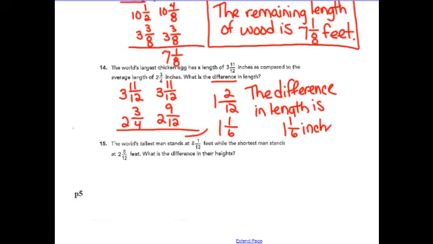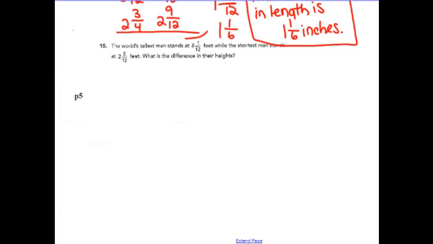See, I caught that as I was writing it out. Make sure your answer makes sense. Number 15. The world's tallest man stands at 8 1/12 feet, while the shortest man stands at 2 5/12 feet. What is the difference in their heights? Wow. 8 1/12. That gentleman's very tall.